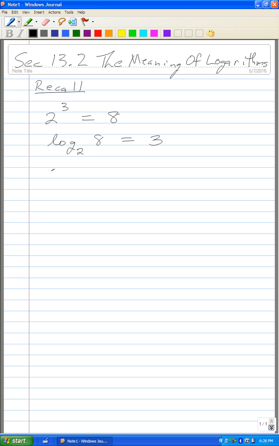Similarly, 3 squared is 9. Therefore, the exponent of 3 that yields the number 9 is 2. And so a logarithm is the exponent of some base that yields the value. And so it turns out that a logarithm is just the inverse function of an exponential function.